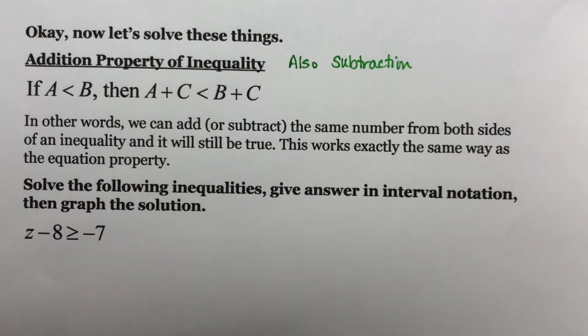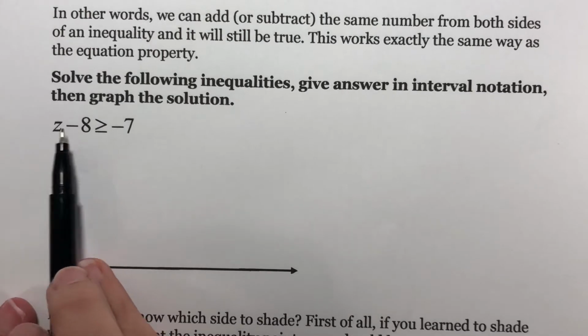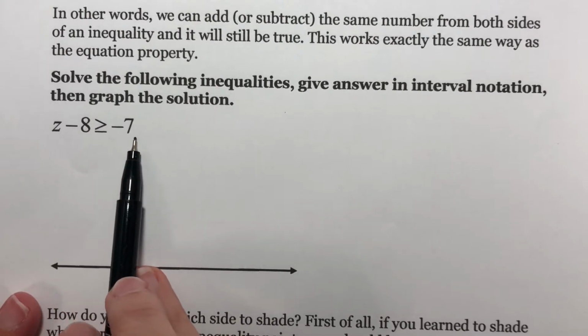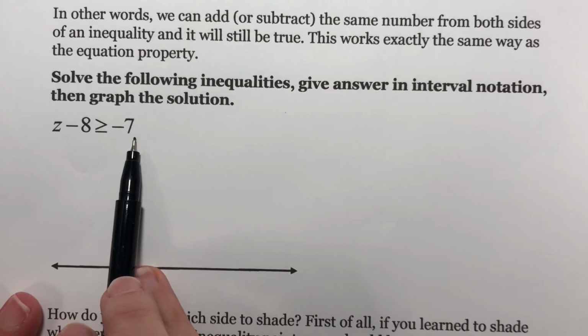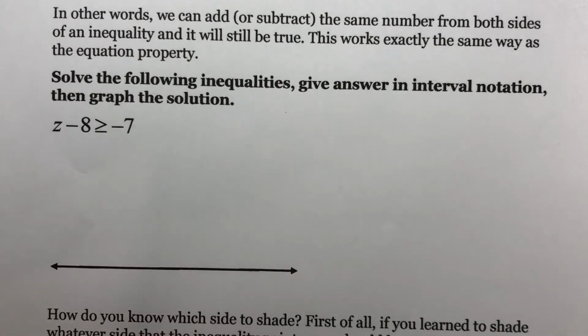The biggest difficulty here is that we have a tendency to stop paying attention and write an equal sign instead of an inequality. But as long as you're paying attention to that, these are pretty easy. Let's look at z minus 8 is greater than or equal to negative 7. Just like solving an equation, I want to get my variable by itself. And what we do is basically the same as before.